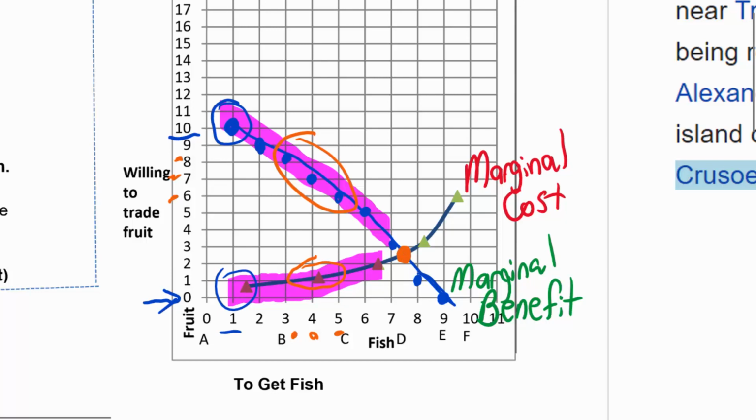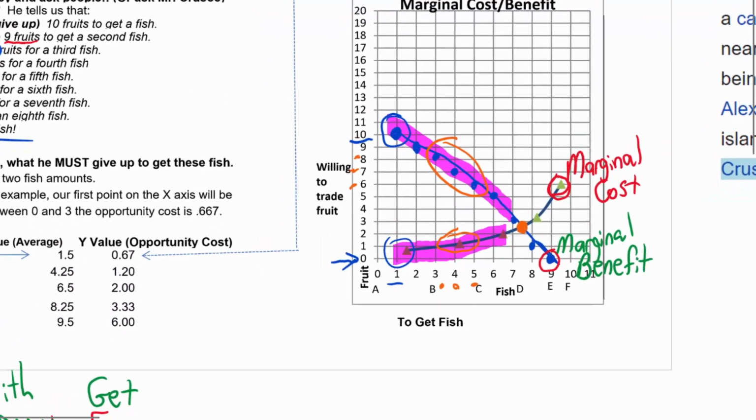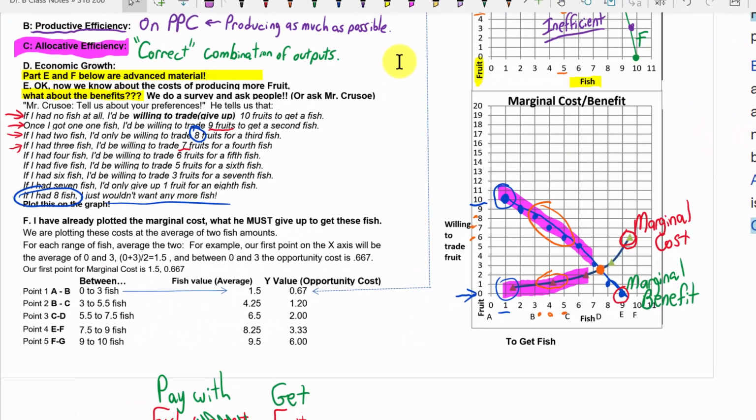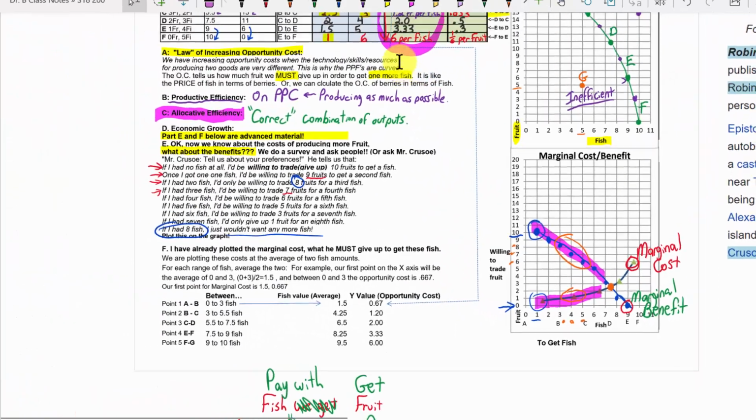He shouldn't keep going because over here, he has to give up 6 fruit to get that last fish, but he's willing to give up nothing to get that last fish. So that would be an indication that he just did something wrong. So this is an example of marginal decision making and trying to figure out when you should stop doing something.